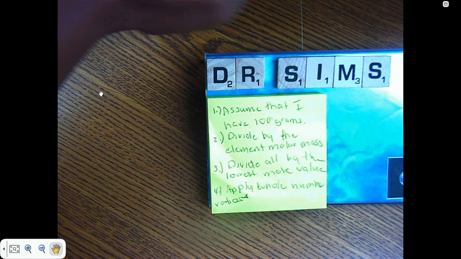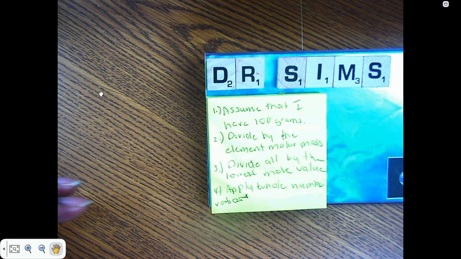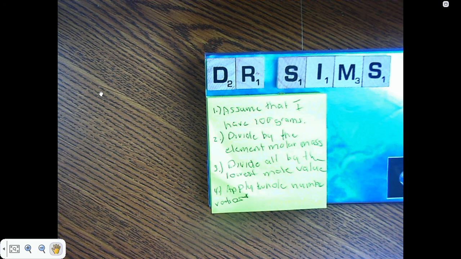For step 2, I invite you to divide by the element's molar mass. That can be found on a periodic table for any of your compounds. You're going to divide the individual atoms' masses by their characteristic molar mass, and that's going to give you a distribution of moles, or in some cases a mole fraction, depending on what you're starting with. After that, you're going to divide each of those by the lowest mole value of those. We'll see an example that gives a more practical scenario.